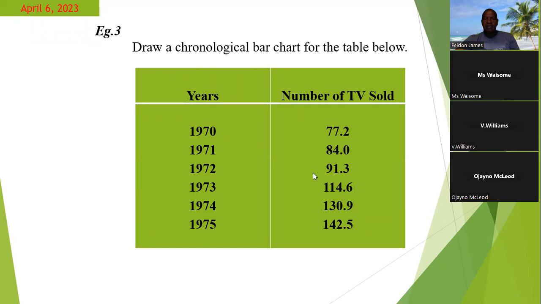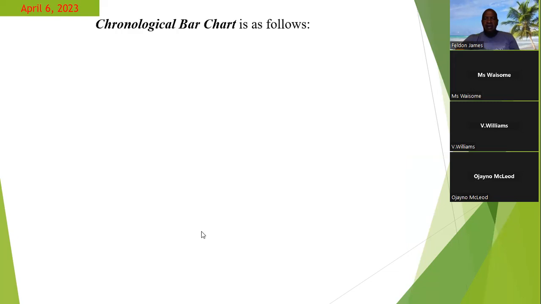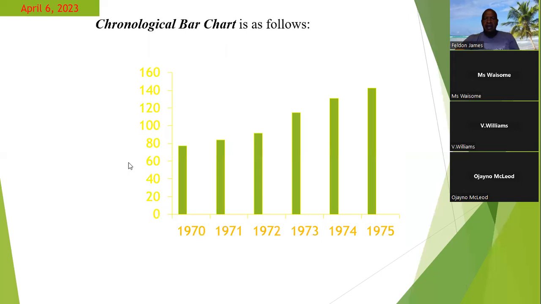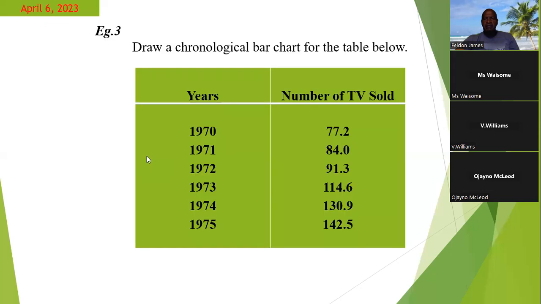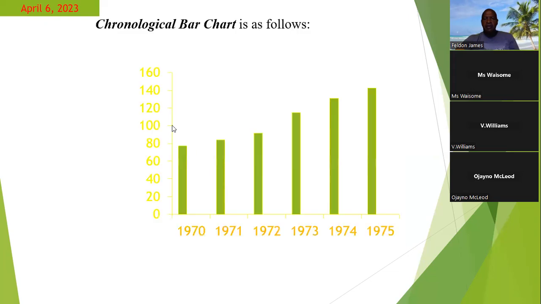So if you have this table here that you want to put on a chronological bar chart, the years you would put on the horizontal axis, and what we are measuring up here again would be the number of TVs sold. This would be the frequency distribution. You put the frequency on the vertical axis. So generally, if you do the measurement of these bars, you would see that they would match the measurement in the table. And this is our chronological bar chart.